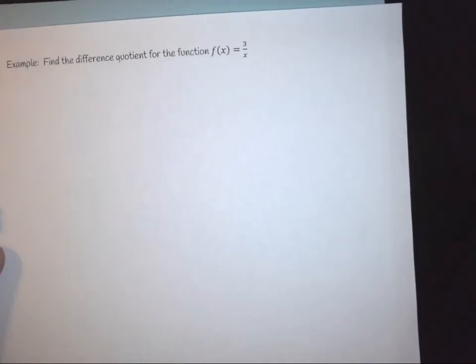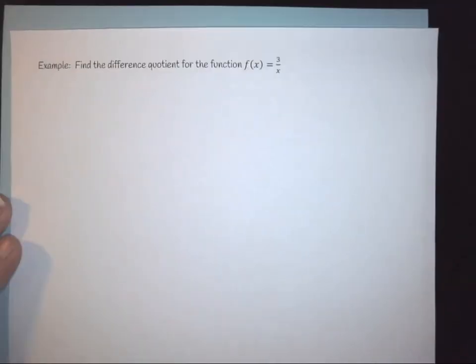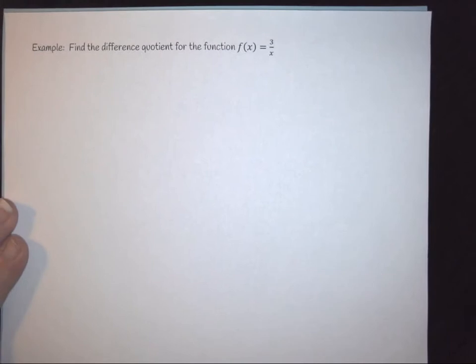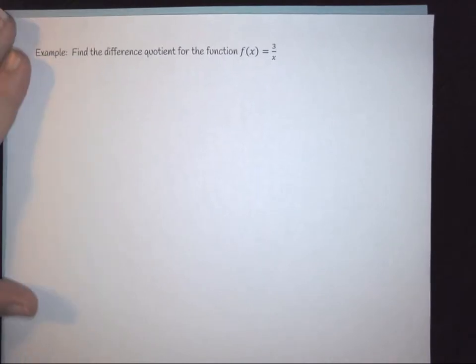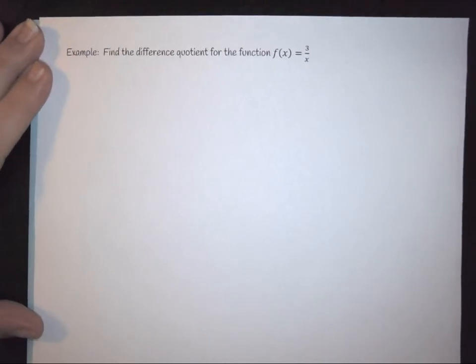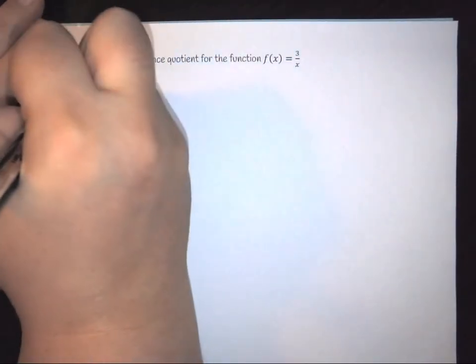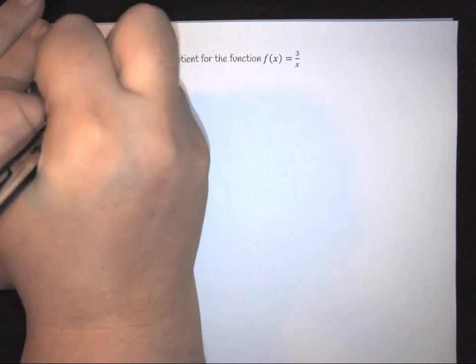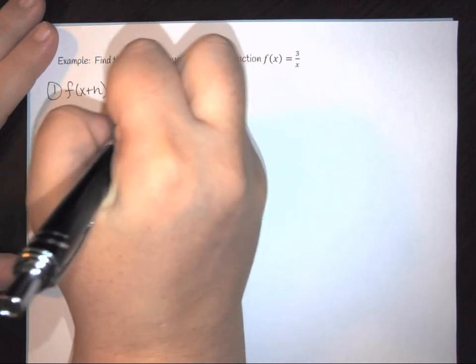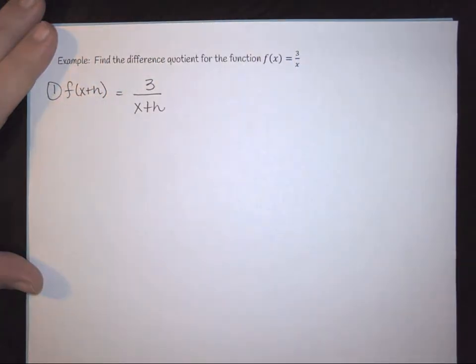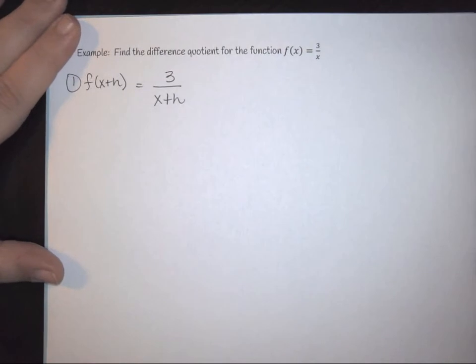Alright, let's try one more here. So here I want to find the difference quotient for the following function, 3 over x. So in this one, we're essentially working with fractions. So again, the first thing that we have to find is f of x plus h. So here, this is going to be 3 over x plus h. And in this case, there's nothing else to do.